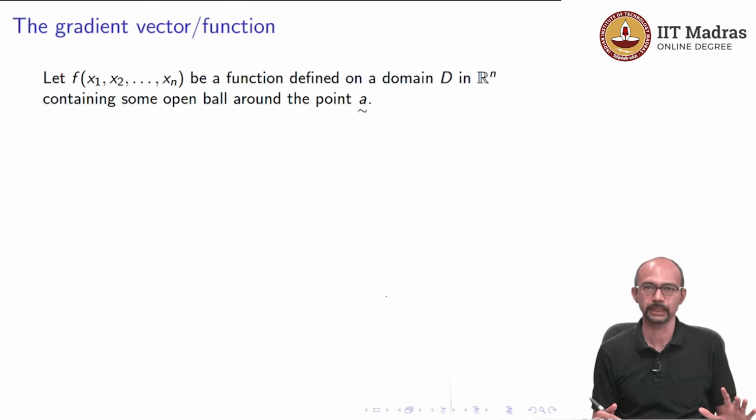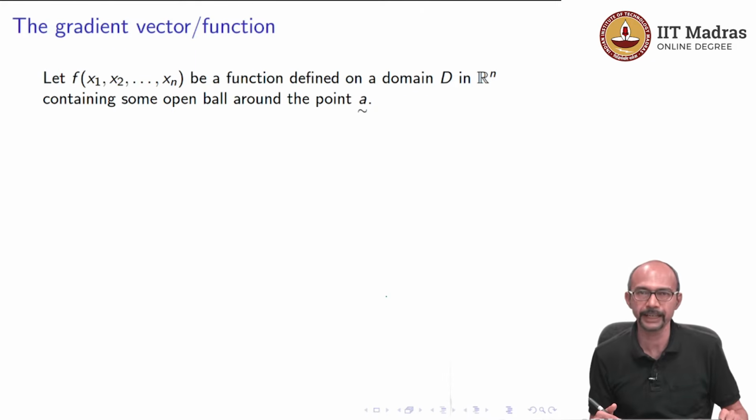This is an exceedingly important function or vector. So this is an idea you must understand, because you need to know this well to carry forward, not just in the next videos in this course, but in the next courses as well. So let us define what the gradient vector or the gradient function is. So suppose f of x1, x2, ..., xn is a function defined in a domain D in Rn containing some open ball around the point A tilde.